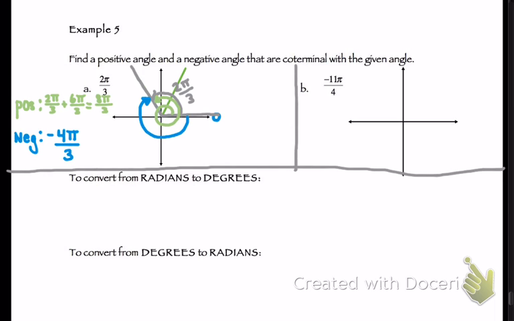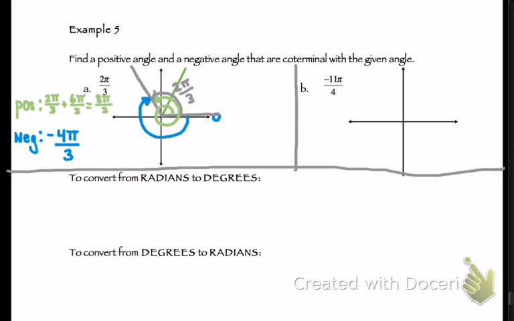over 3. Okay, so I know negative 3 pi over 3 is right here. I have to go one more, so that's got to be negative 4 pi over 3. And there we go. I just found a positive and a negative coterminal angle. I stuck in radians. I didn't change from radians.